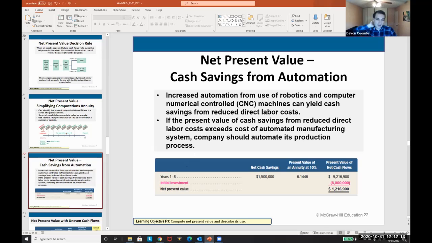process. So the idea here is we don't just have to look at this from the perspective of buying equipment. We can look at this from the perspective of whether we should invest in a new system or process. Our net cash savings here is $1,500. Our present value of annuities factor at 10% is six. We can determine if our investment of $8 million is worthwhile, and we save $1.5 million a year.